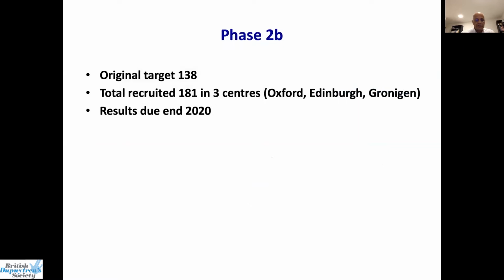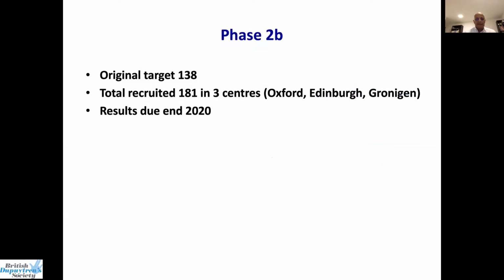So the original target that was set by the statisticians was 138 patients. But in fact, we've had a tremendous response from patients in the UK. So we managed to over-recruit in the UK. And we were also able to open a third center in Groningen. So we closed to recruitment at all centers earlier this year at 181 participants randomized.